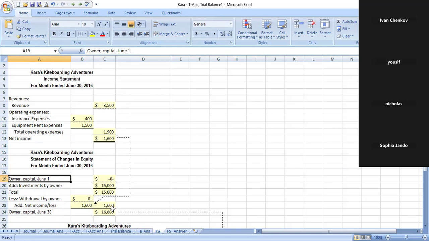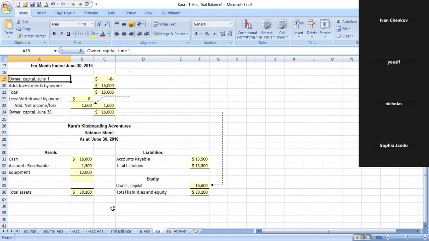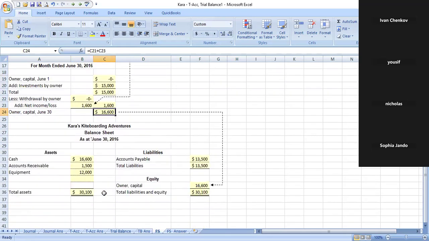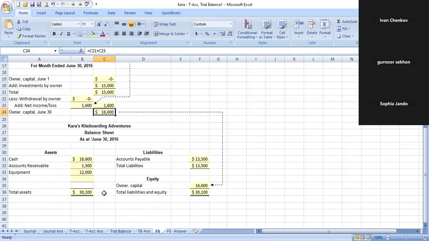So once we calculate this, the owner wants to know, okay, I understand how much the company generates. I understand how much is my capital. Now tell me what kind of resources I have in the company and where those resources came from. So we're going to tell him, at this moment, you have cash of $16,600, accounts receivable of $1,500, and equipment of $12,000. In total, you have assets of $13,100.